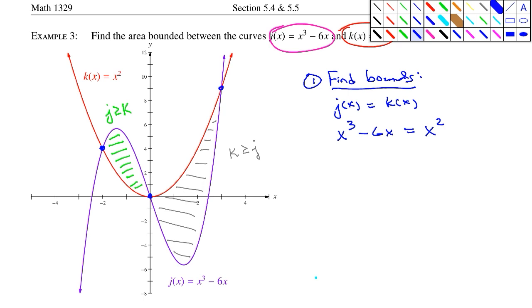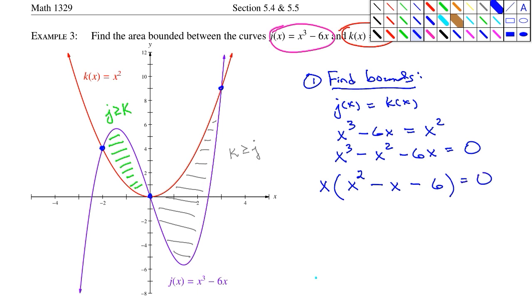Move the x squared to the left. We get x cubed minus x squared minus 6x equals 0. We need to factor, but first we're going to factor out an x. That leaves me with x squared minus x minus 6 equals 0. Factor the quadratic.